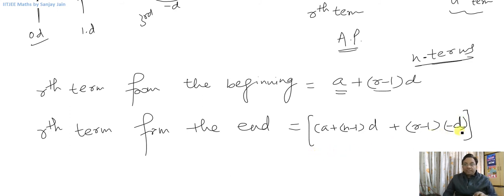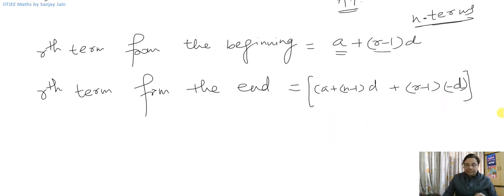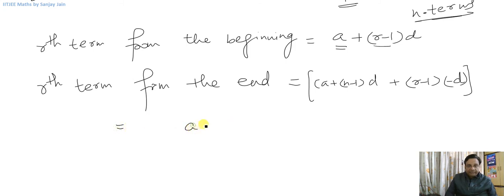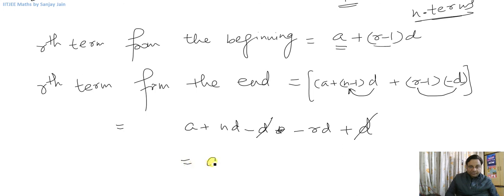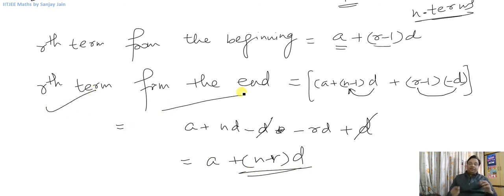So this is how you can obtain the rth term from the end, which you can calculate further: A plus n into D minus D, plus, this is minus RD, then plus D. This D can be cancelled and you will see that it is equal to A plus n minus R into D. So this is the rth term from the end of an AP having first term A, common difference D, and number of terms n.